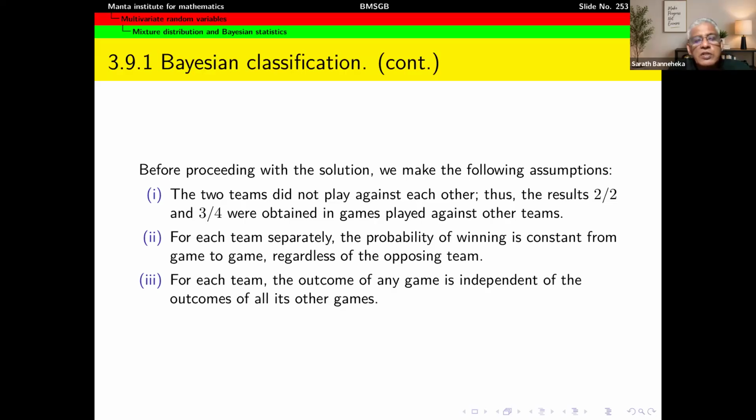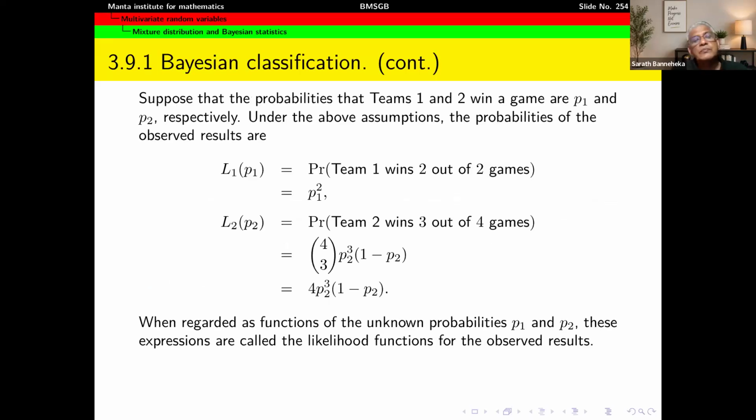And then we will assume for each team, the outcome of any game is independent of the outcome of all other games they have played. That's again a very strong assumption, because we know that winning a game may boost morale when they go to the next game. So they may have a higher chance because of that also. So they are not completely independent. But in this case, just for this example, we are going to assume that the outcome of one game is independent of the outcome of another game.